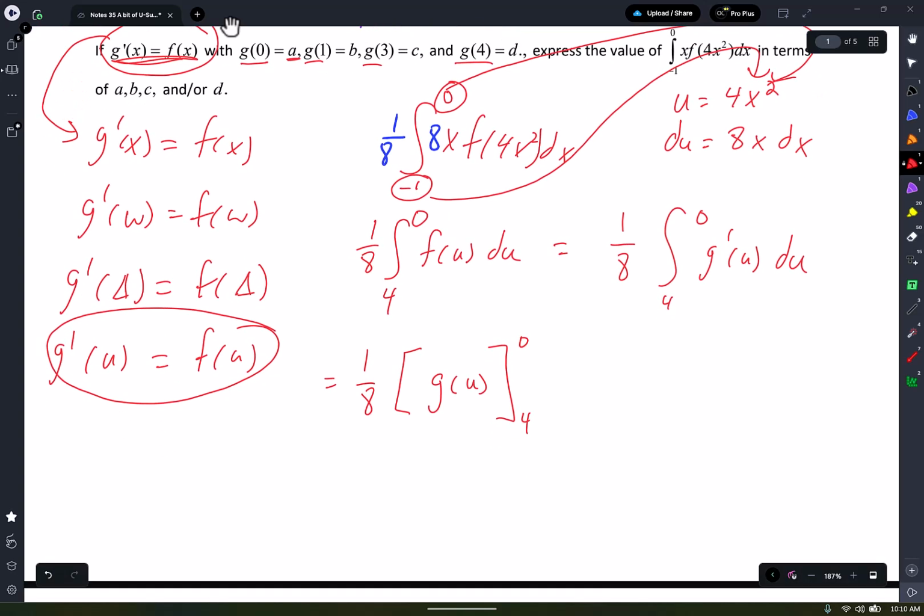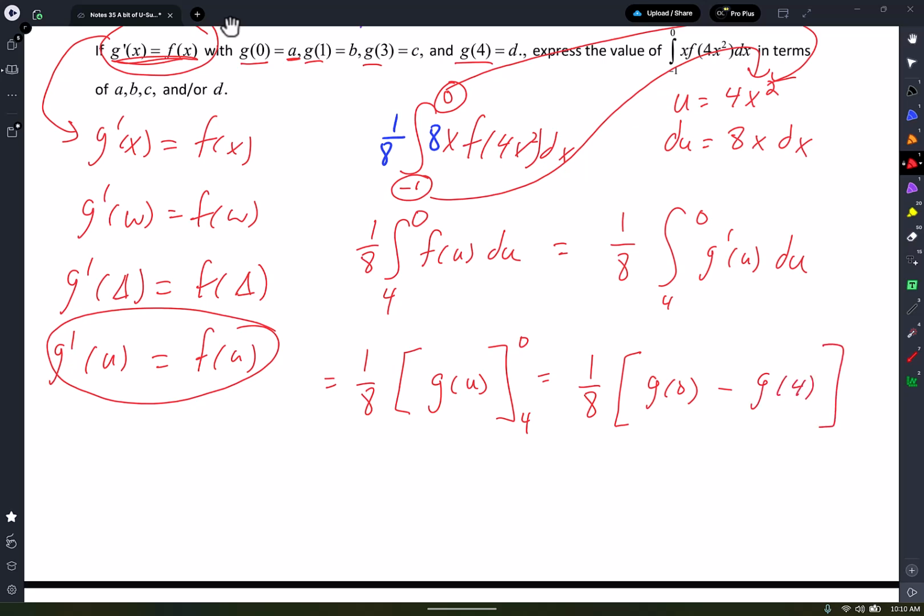All right, here we go. 1/8 bracket g of 0 minus g of 4. Do I know what g of 0 is? A. So 1/8 a minus, what is g of 4? So this will be a minus d over 8.